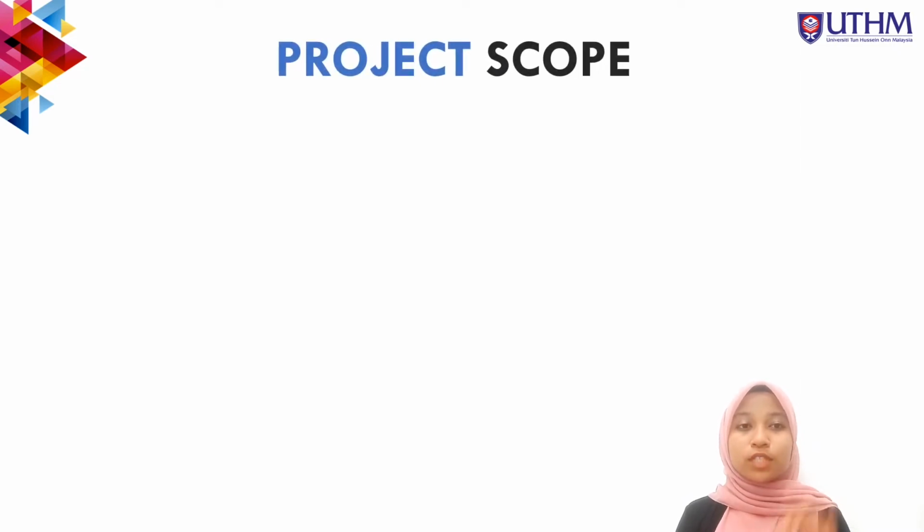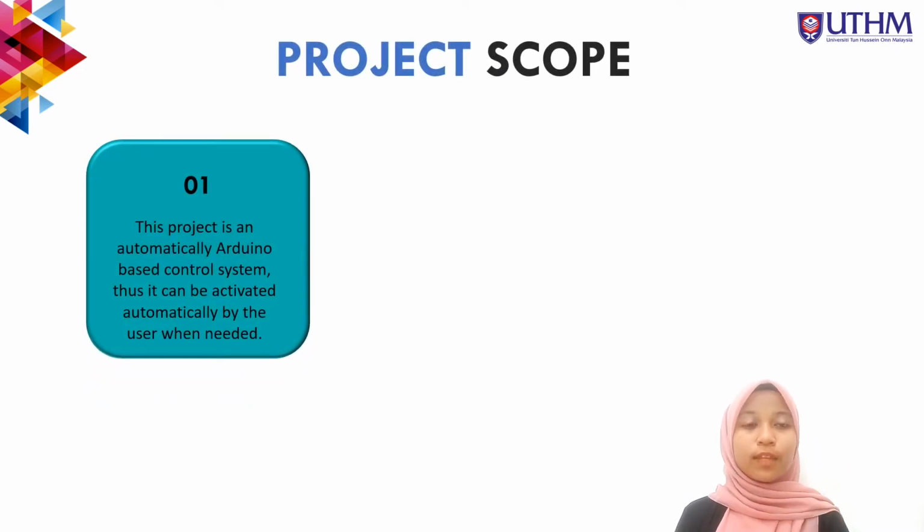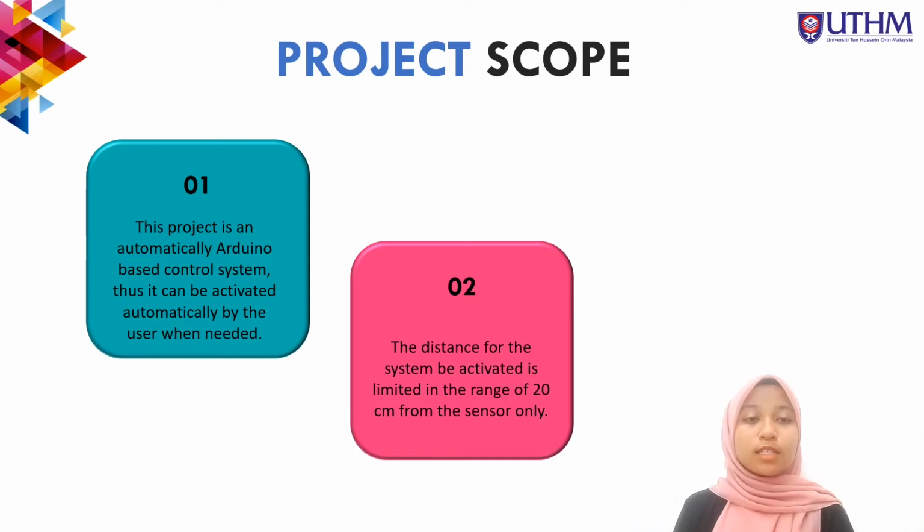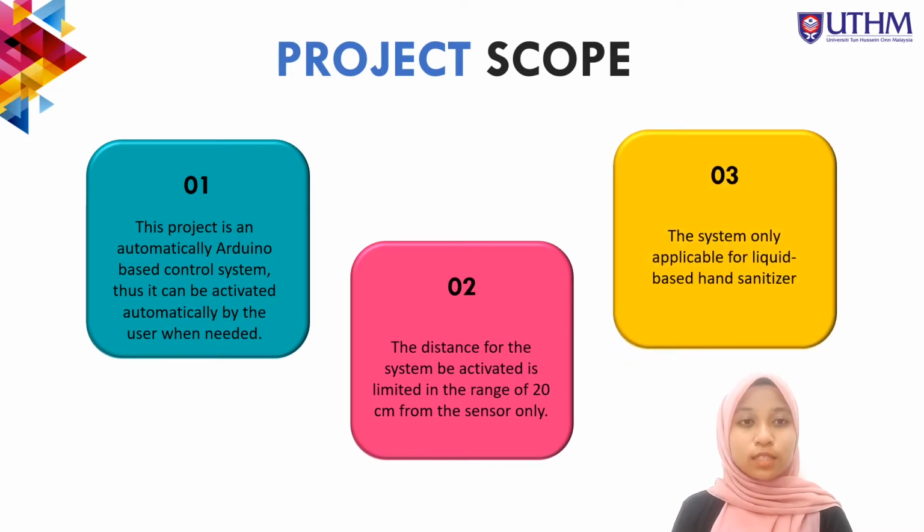Next, the scope of this project consists of 3 scopes. Firstly, this project is an automatic Arduino-based control system, so it can be activated by the user automatically when needed. The next scope is, the system to be activated is limited to 20 cm in range from the sensor. And the last scope is, the system is only applicable for liquid-based hand sanitizer.